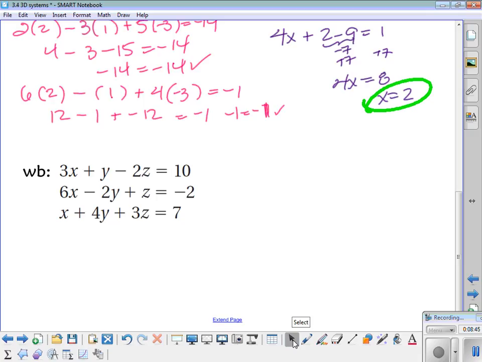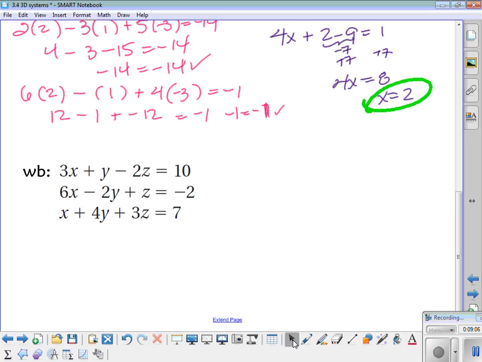So what do we feel like getting rid of, x, y, or z? How many vote for x? How many vote for y? How many vote for z? Wow, how many didn't vote at all? How many are asleep? Okay.